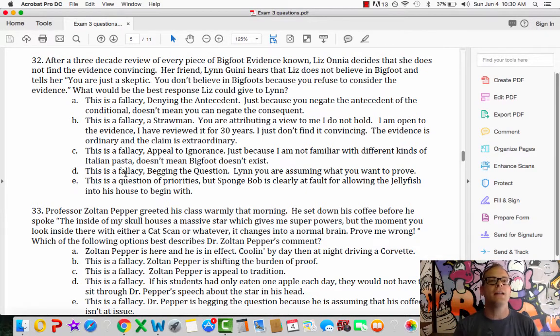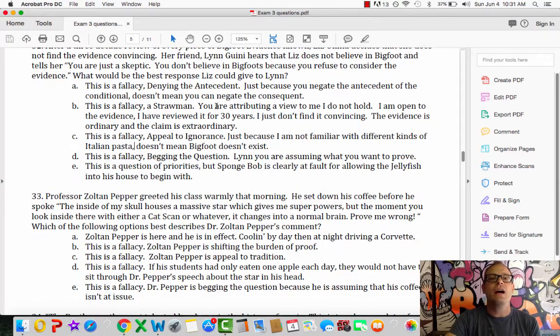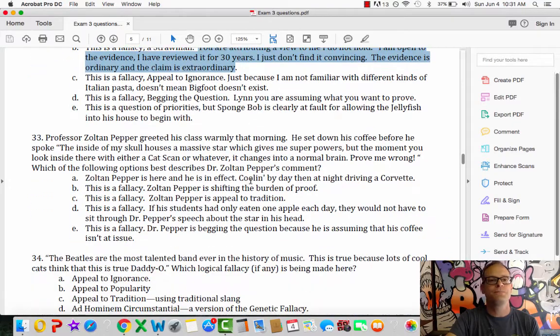We know that Lasagna has been looking for years at this, right? And so she's not just being a skeptic. It's not that she refuses to consider the evidence. She's been considering it for 30 years, right? She just doesn't find it convincing. So it is a straw man because Lynn is saying of Liz, well, you're just not considering the evidence. But of course Liz has. So your answer there is going to be B. By the way, you might have been able to figure that out without really knowing what straw man was.